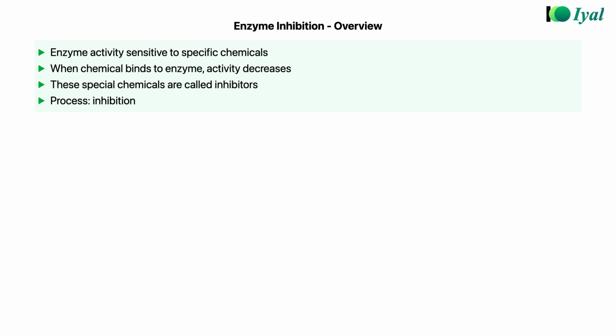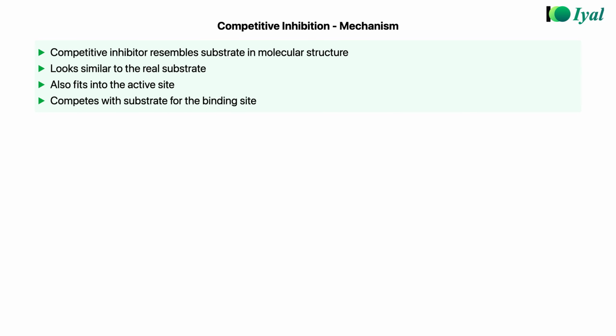Enzymes can also be controlled through inhibition. Certain chemicals can bind to enzymes. When they do, the enzyme's activity decreases or stops. We call these chemicals inhibitors, and the process is called inhibition. One important type is competitive inhibition. The inhibitor molecule looks like the substrate. It has a similar molecular structure. Because it looks similar, it can also fit into the active site.